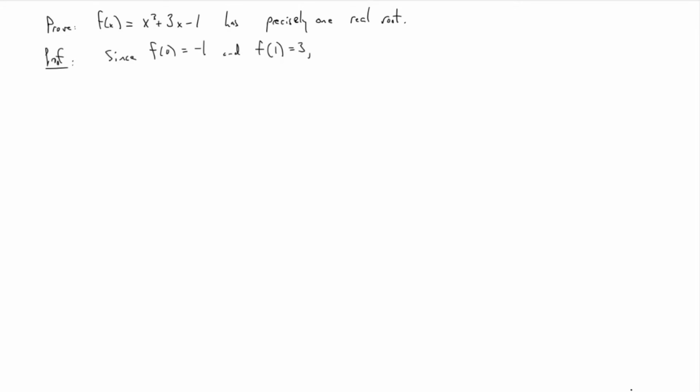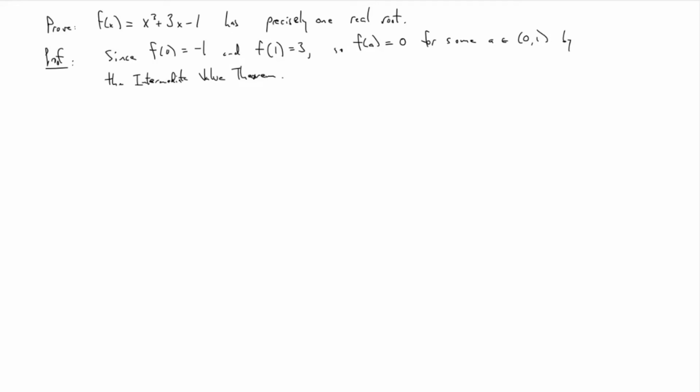We start by observing that f of 0 is equal to negative 1 and f of 1 is equal to positive 3. And that tells us that there's some point that I'm calling a between 0 and 1 such that f of a is equal to 0 by the intermediate value theorem. This function is a continuous function because it's a polynomial, and if it's negative at 0 and positive at 1, then somewhere between 0 and 1 it has to cross every value between negative 1 and 3, including the value 0. And so that tells us that this function has at least one real root. We know even more. It has at least one real root between 0 and 1.